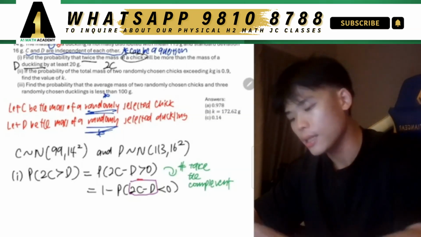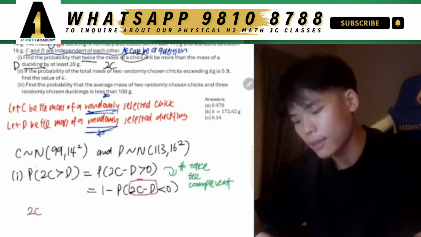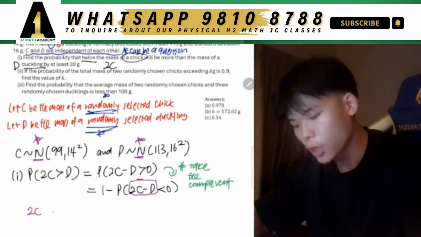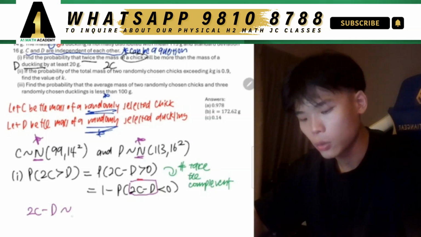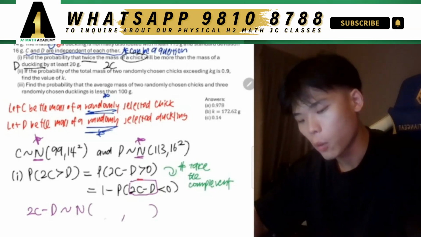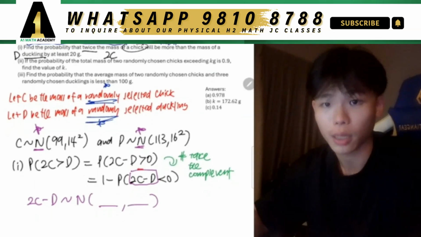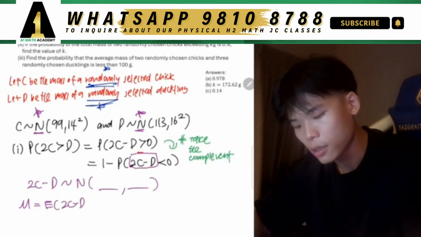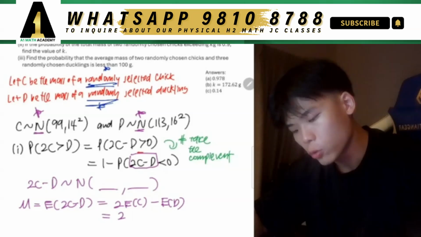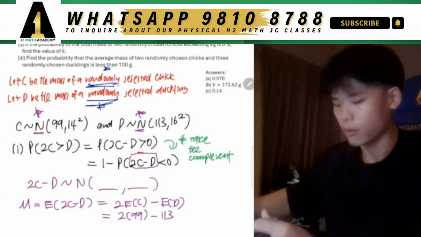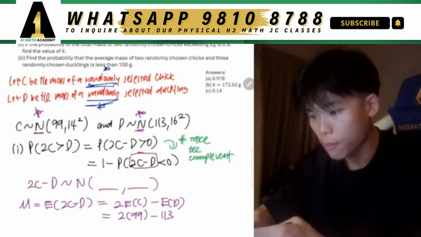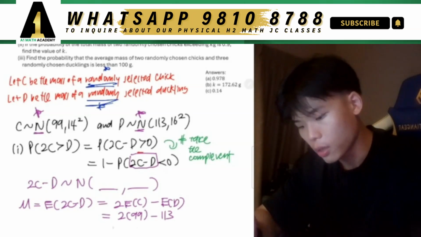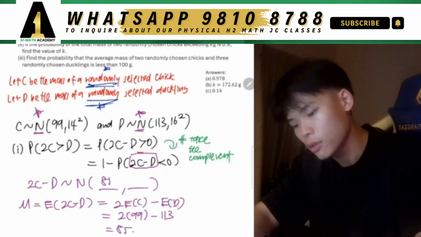But since C and D are independent of each other, and C originally follows a normal distribution, and D originally follows a normal distribution, we can safely say that 2C minus D also follows a normal distribution. But what are the parameters over here? That is the thing that we need to calculate now. So the mean value would be the expectation of 2C minus D, which we can split to become 2E(C) minus E(D). So this will be 2 times 99 minus 113, and that will give me a final value of 85. So here would be 85.